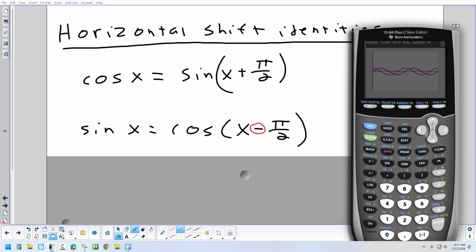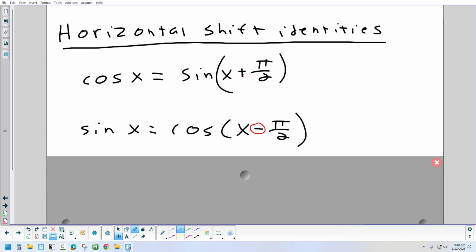So anything that you have to do in trig with sine and cosine, you could just do with one of them. You could just do everything with sine. There's really no need for any other trig function. We don't need tangent, cotangent, secant, cosecant. It might start to look kind of messy, but you could do everything in trig with just sine or cosine. But we have other trig functions because then it doesn't look as messy, and it's a little bit easier to do. Okay, so those are called horizontal shift identities. Any questions on that?